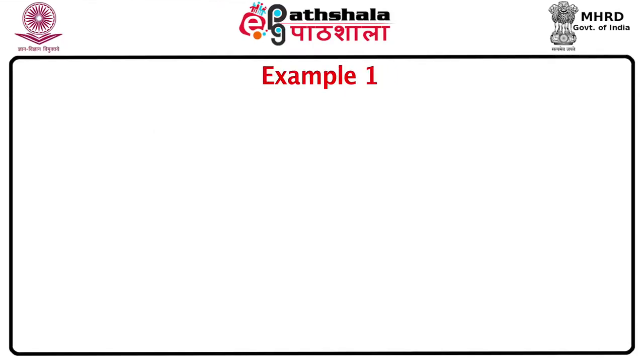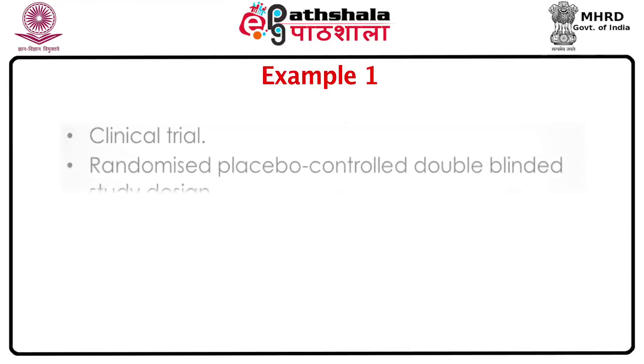Our first example is from a clinical trial. For those of you who might not be familiar with a clinical trial, this is a randomized, placebo-controlled, double-blinded study design. It is randomized because we randomly allocate 2 or more treatments to 2 or more study groups. It is placebo-controlled in the sense that while we give the treatment under study to one group, we cannot really not give anything to the other group or not have the other group at all.